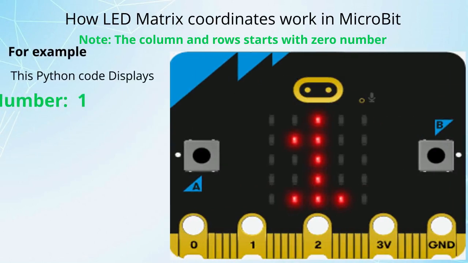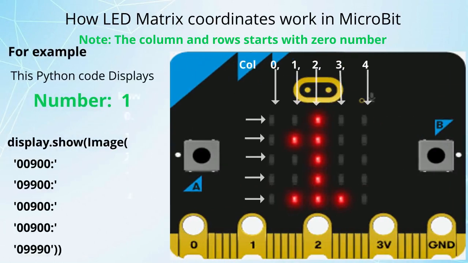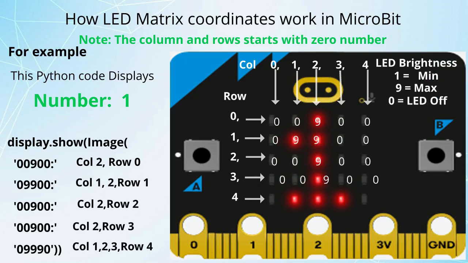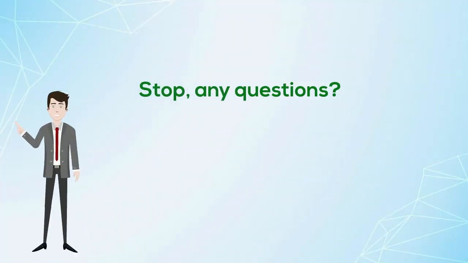The coordinates of LEDs are assigned with column and row numbers. The LED turns on when the corresponding XY coordinate is assigned the number 9, and it turns off when it is 0. The number 9 gives full brightness whereas number 1 gives minimum brightness. The display shows one number as per the coordinate assignment with 9. The arrows indicate the LED position for column and row to show number 1. There are 5 columns and 5 rows. Stop. Any questions?